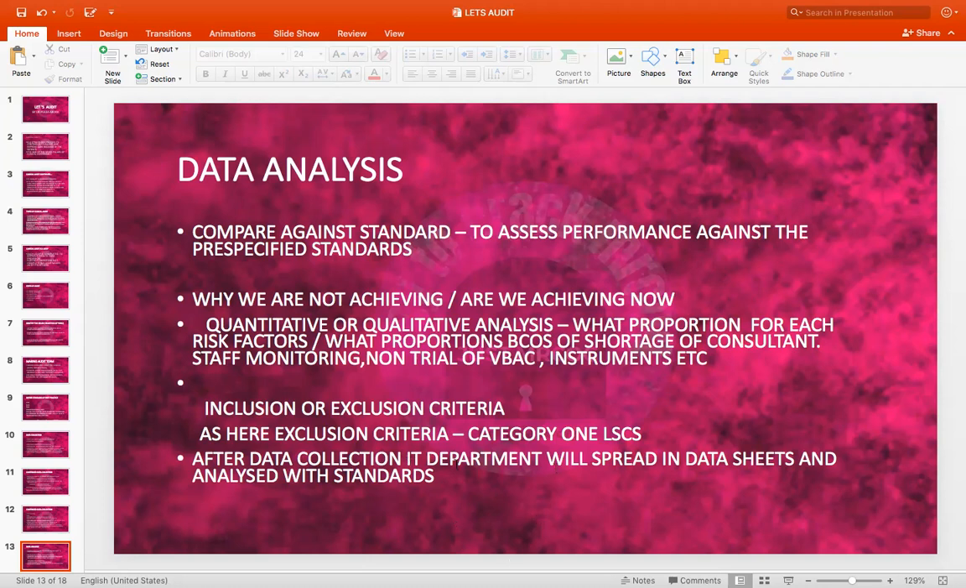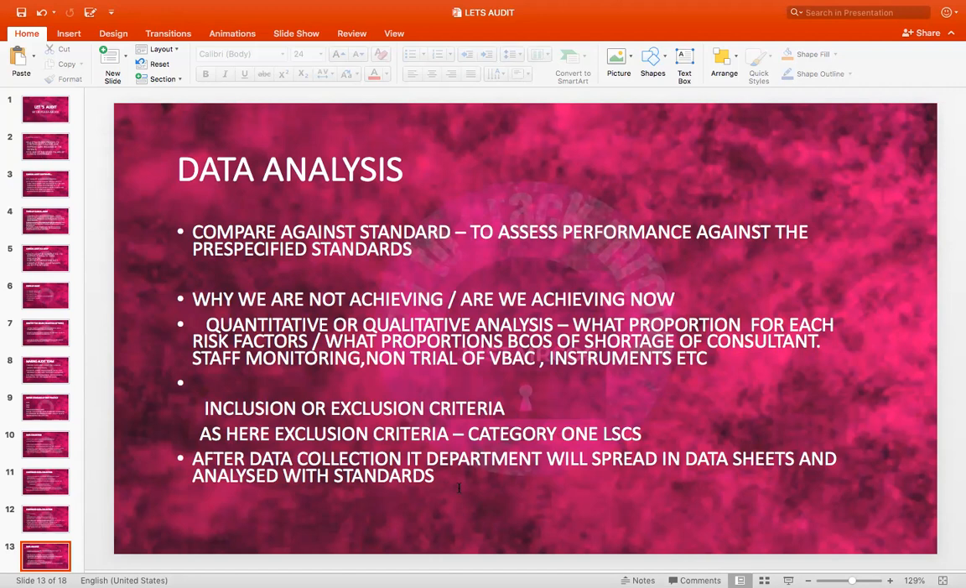After data collection, the IT department will spread it in data sheets and analyze with standard. Simple. Now they have standard rates that for breech, they should perform this much cesarean. For maternal request, they should perform this much cesarean. For VBAC, what we have read is that 3 out of 4 women would deliver normally, 1 woman would need cesarean. So that is the VBAC standard, that 1 out of 4 women should go for the emergency cesarean, 3 out of 4 women should deliver normally. Now, this is the standard.